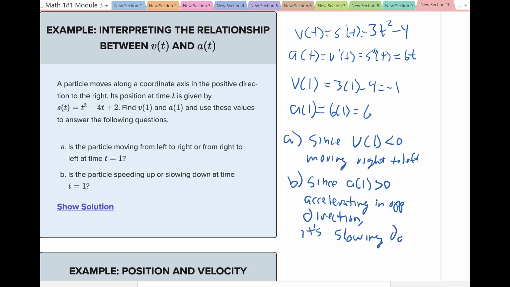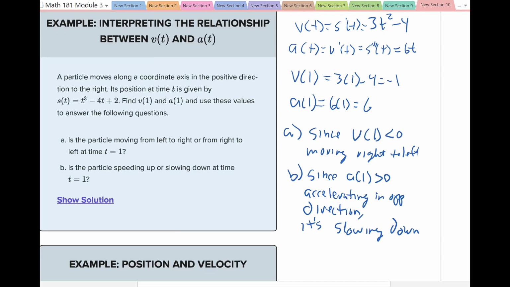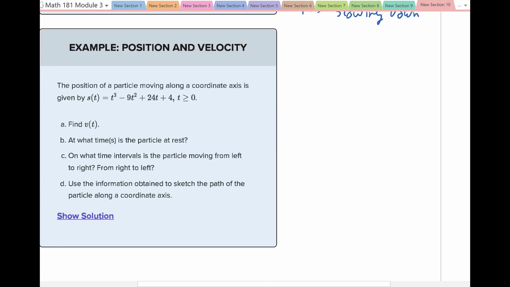It's slowing down. Okay. Let's go on. Similar problem here.